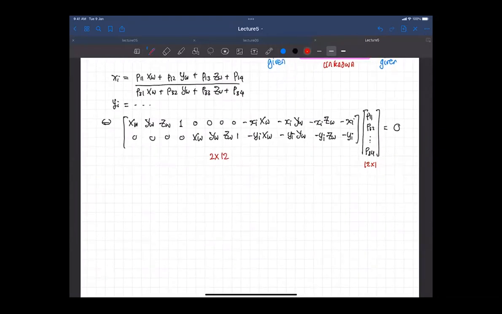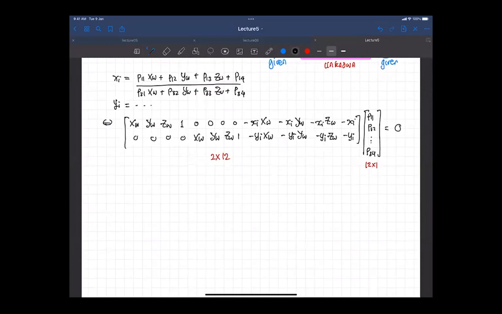So if we write it down in the simple form, it will be A multiplied by P equals 0. And A at the moment is 2 by 12, P is 12 by 1. 0 here is actually a vector of 2 by 1. Can you solve this problem? No, because A is too small.